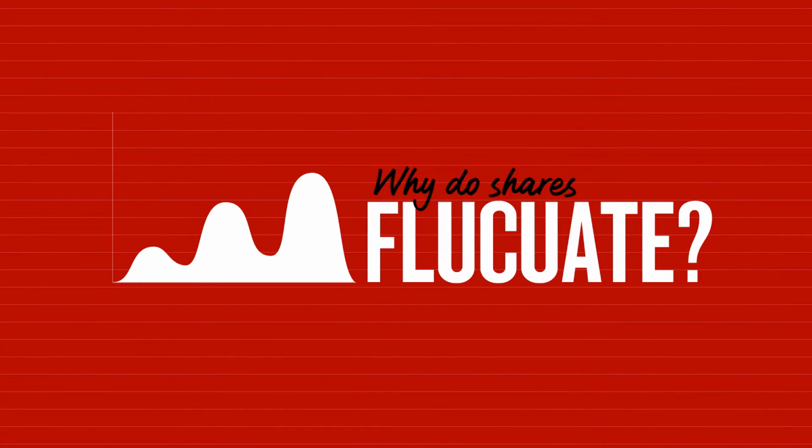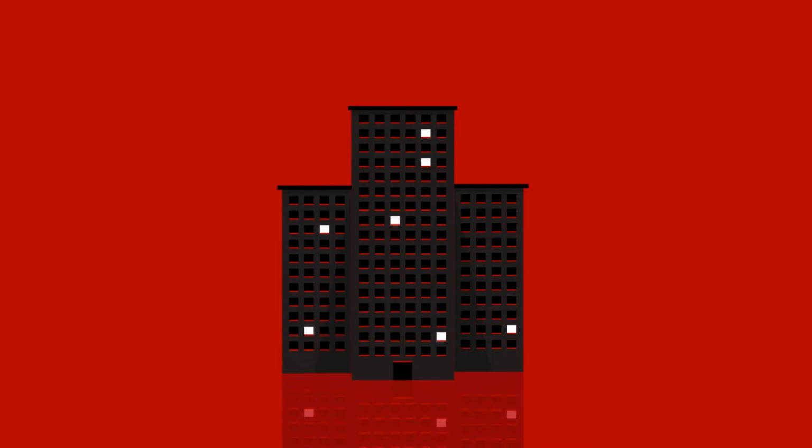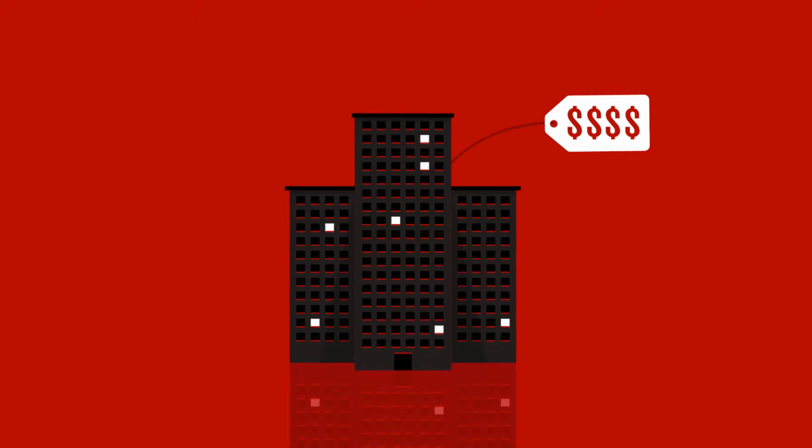So why do shares fluctuate? If a company is making profits and looks likely to have a good future, more investors want a piece of the action. They're prepared to pay more for its shares, and this demand pushes the share price up.